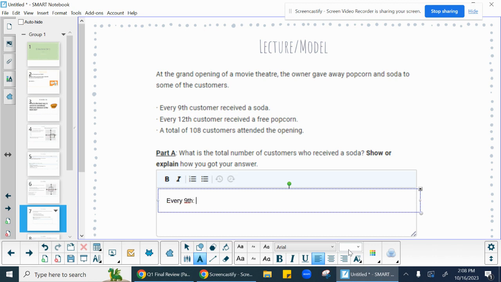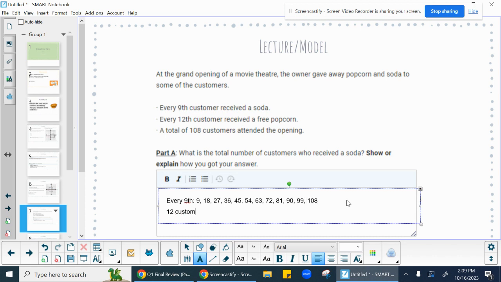So we're going to count by 9s until we hit 108. 9, 18, 27, 36, 45, 54, 63, 72, 81, and then we have 90, 99, 108. So that is 1, 2, 3, 4, 5, 6, 7, 8, 9, 10, 11, 12 customers. 12 customers get a free soda.